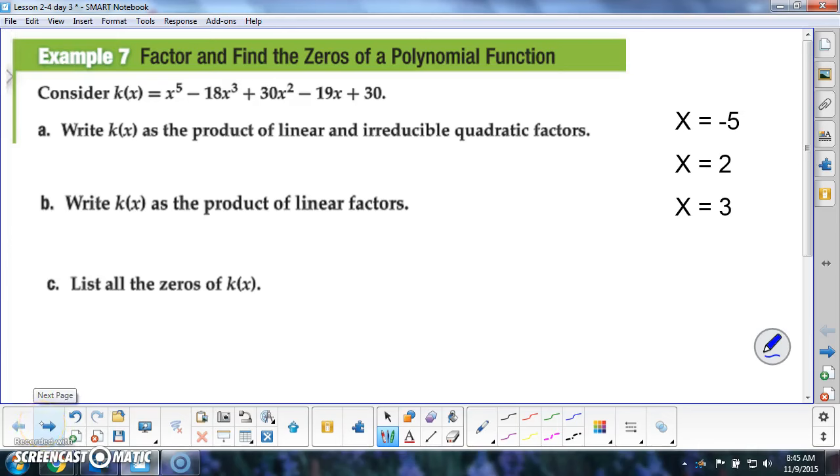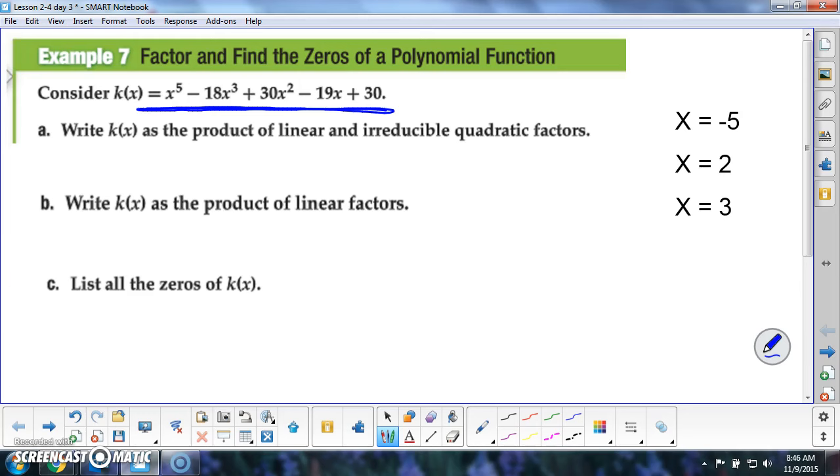Part 3 of Lesson 4, Chapter 2 is going to be on factoring and finding the zeros of a polynomial function. If you look at this example, you're given a fifth degree polynomial, which means by the fundamental theorem of algebra that it has 5 zeros. They might all be real zeros, or it might have a combination of real zeros and imaginary zeros.